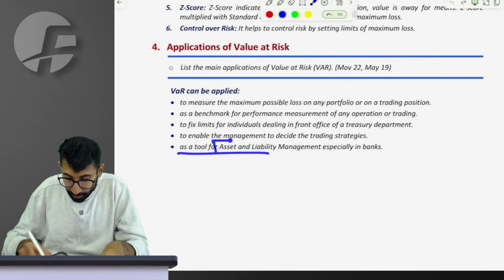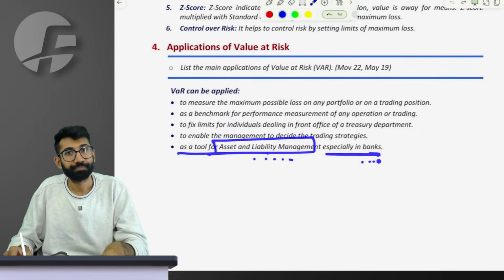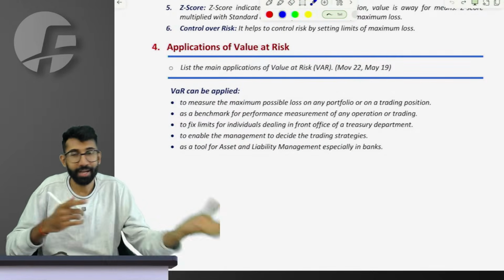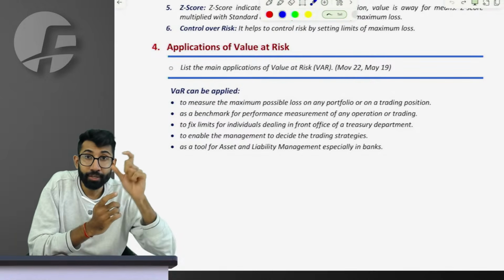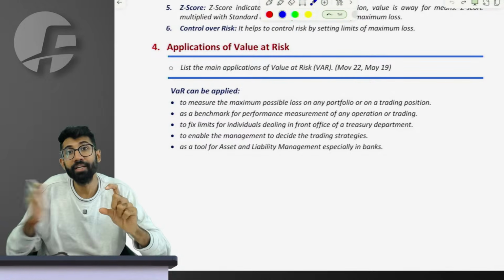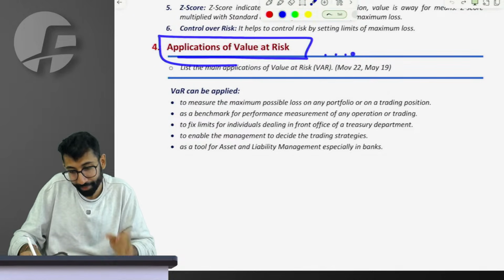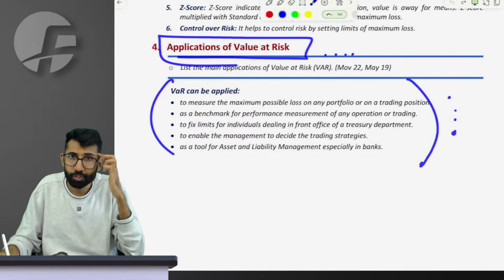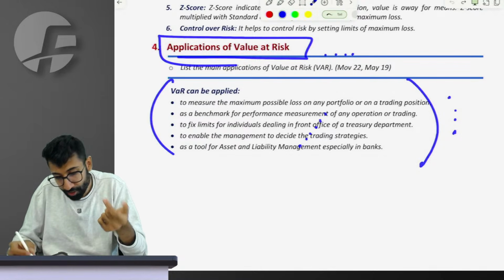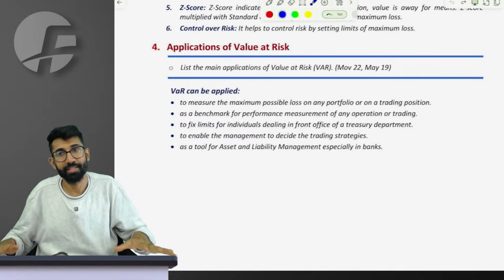It acts as a tool to manage my assets and liabilities, especially in a bank. Liabilities are to be paid, assets are to be received. So I should make investments in such assets whose value at risk is manageable because the liabilities are to be paid off from those assets. So these are the applications of value at risk. I would agree that the applications are not really obvious, that just by looking at the name we can imagine, which is why even if you understand certain things, it has an element of remembrance, as I say.